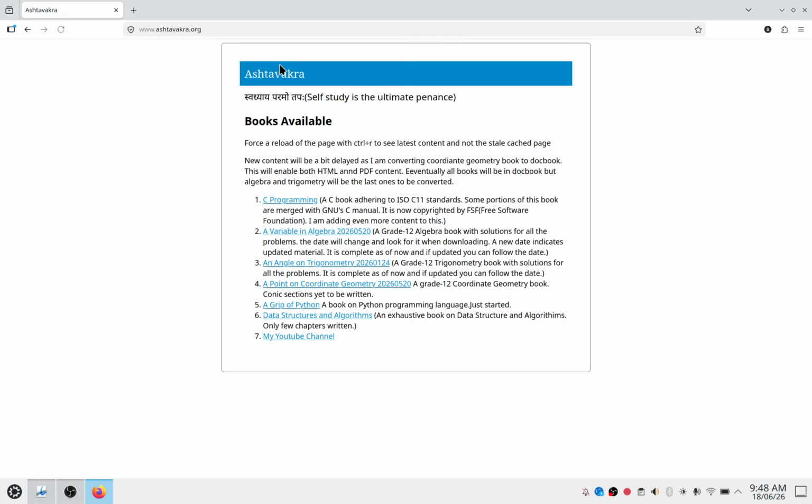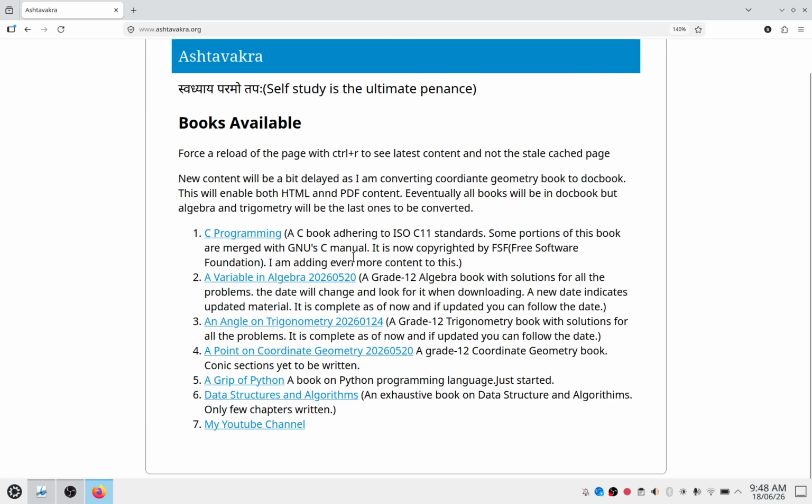So you can come to my website astrolock.org. Algebra, trigonometry, and coordinate geometry are the second, third, and fourth links. The date mentioned here is the date on which the file was updated.